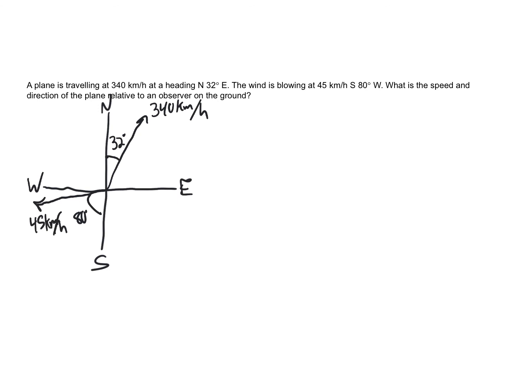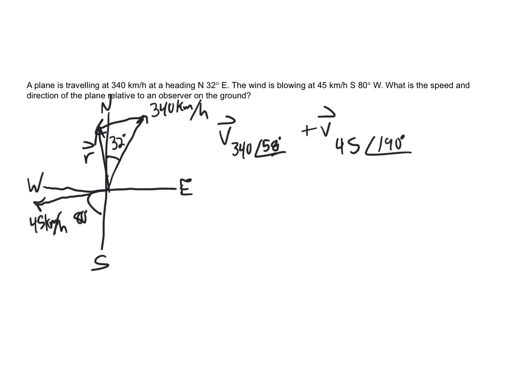And again, you could move this around and try and figure it out using trig. So you'd put your 45 kilometers an hour here, and then this would be your resultant. But we can just break it up into each. So we have the velocity vector 340 at 58 degrees, and we have the velocity vector of 45 at 190 degrees. Now you might be asking where these are coming from. The 58 is this angle, and this is 190. So you have to adjust them so that east is your 0 reference point.